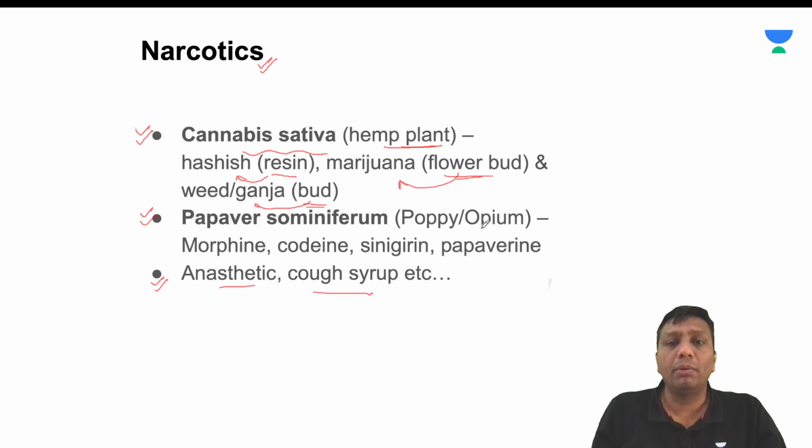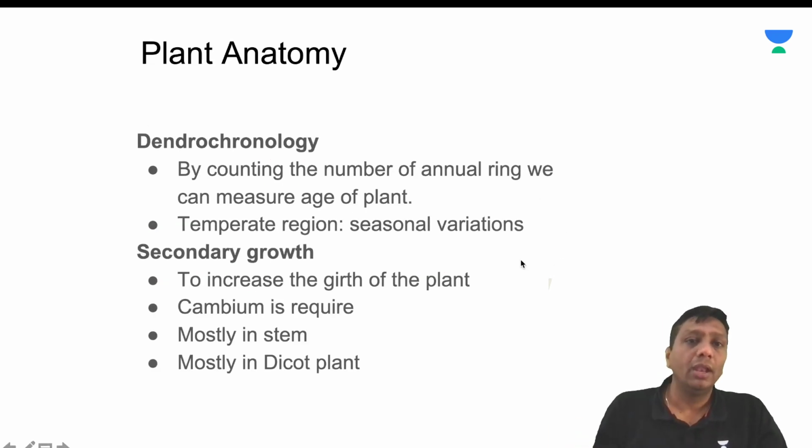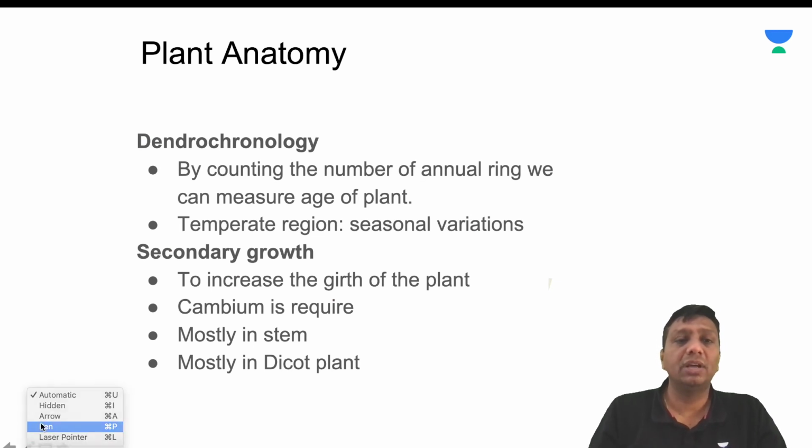Papaver somniferum, poppy or opium. This plant has various chemical alkaloids: morphine, codeine, narcotine, and papaverine. So these are the plants and their own chemical composition. You should remember this.